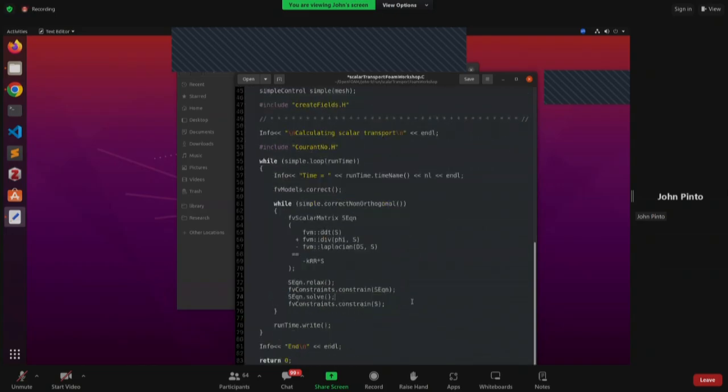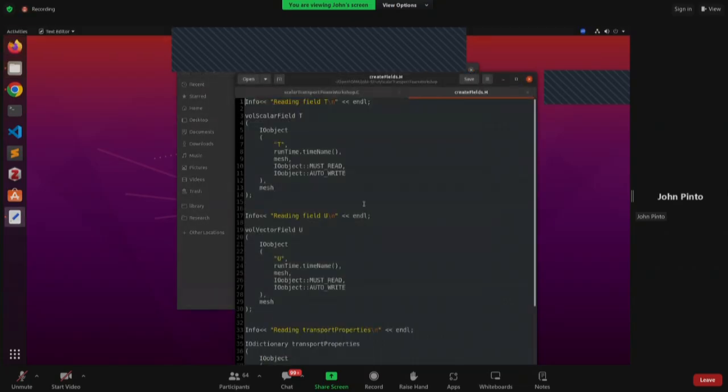Now you will say, okay, I have made changes over here, but how will my solver know what is S, what is DS, what is KRR that I have mentioned? So to specify that, you have to specify it in create fields. So if you see the first step over here, in create fields, you are creating the field for temperature. So I will edit it over here only. I will say create the field for the scalar S.